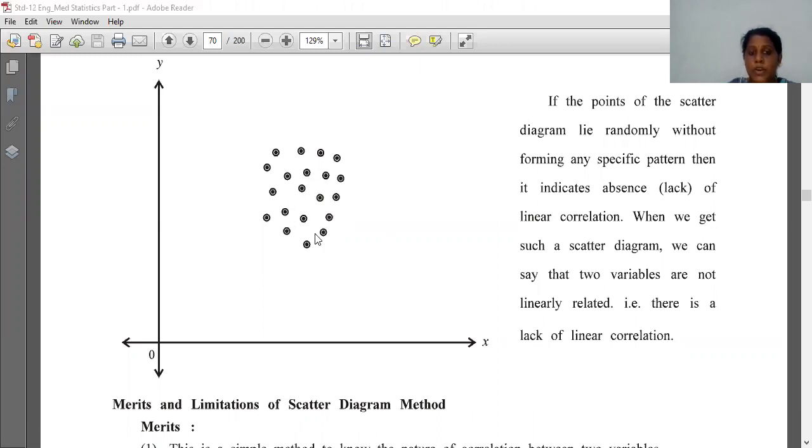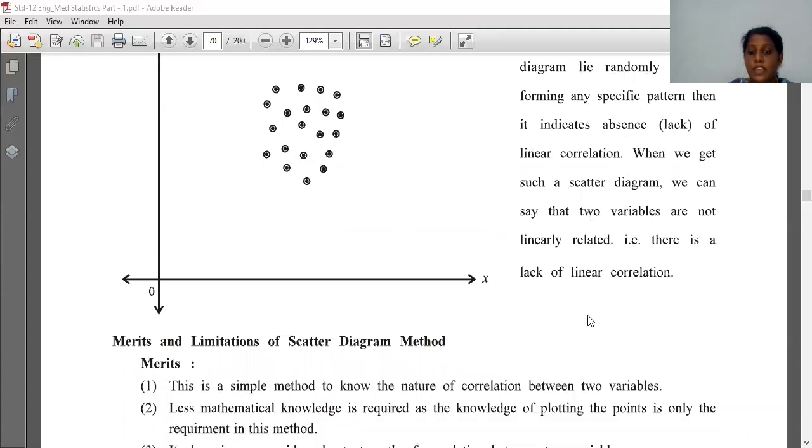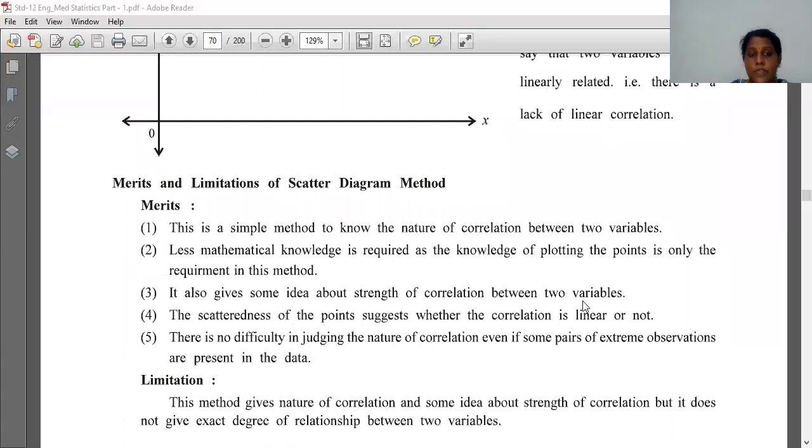It is here all the points are coming together. So if the points of the scatter diagram lie randomly without forming any specific pattern, then it indicates absence of linear correlation. When we get such a scatter diagram, we can say that two variables are not linearly related. That is, there is a lack of linear correlation. Got it? So these are the four different types of diagrams that I have shown you.